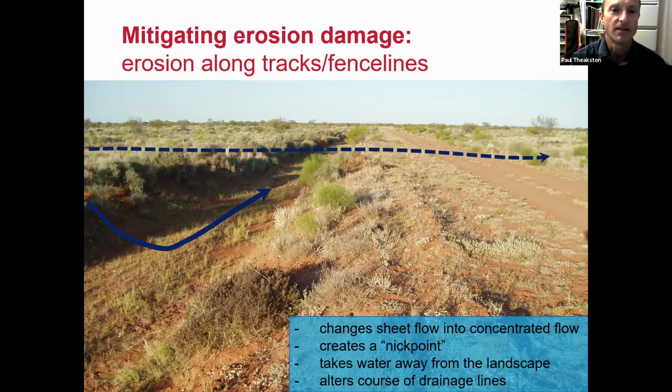In that photo there, that dashed line represents the original flow path, but it's changed. That road has changed that sheet flow into a concentrated flow, and it's taken water away from the landscape. It alters the course of the drainage line. So what do we do in these situations?